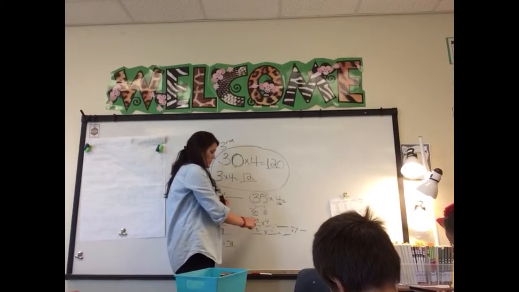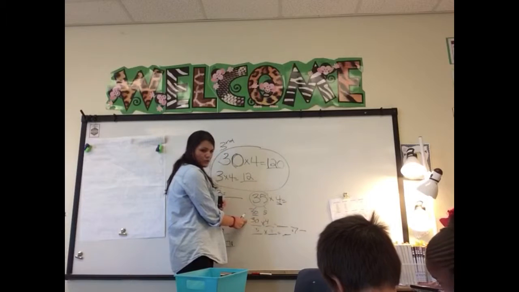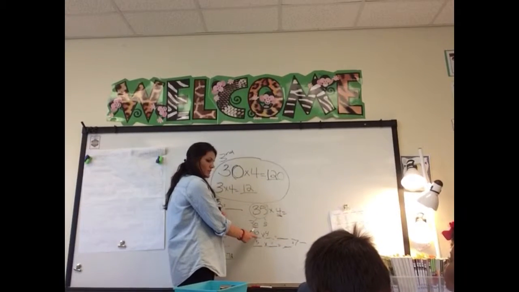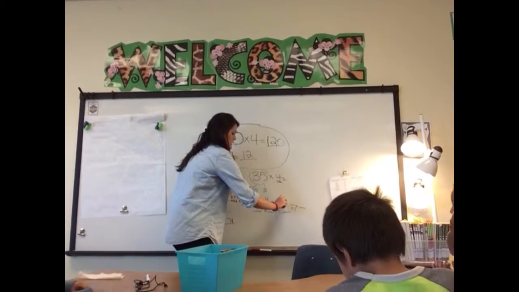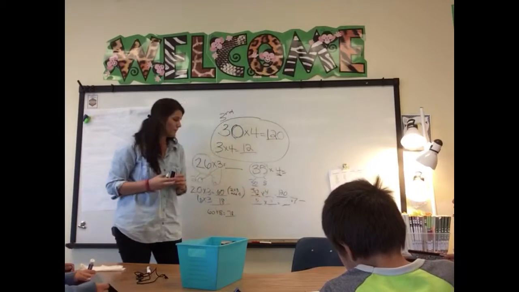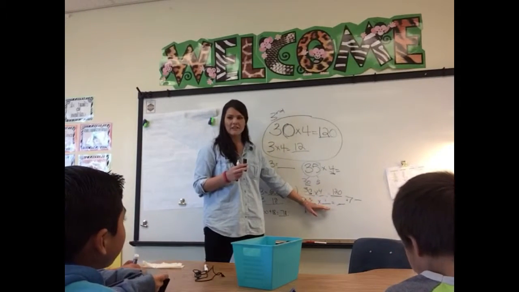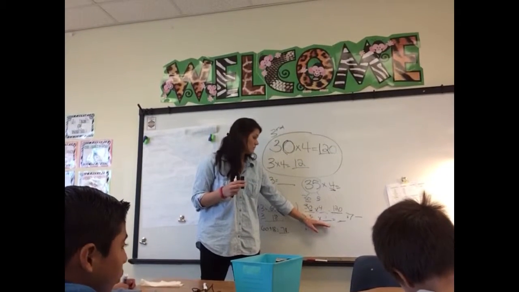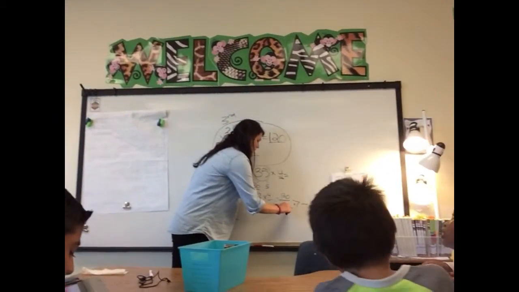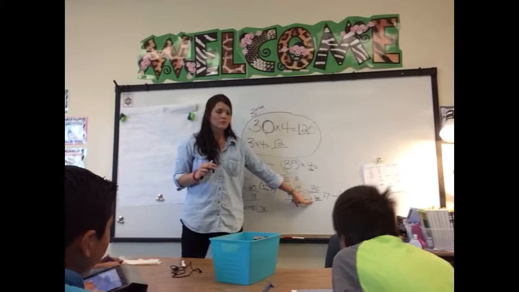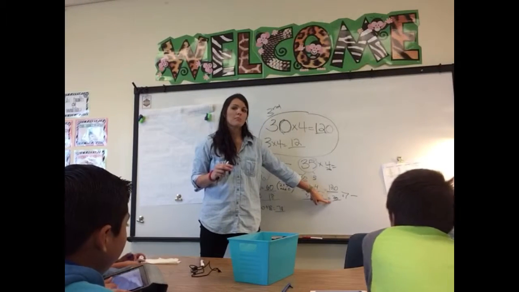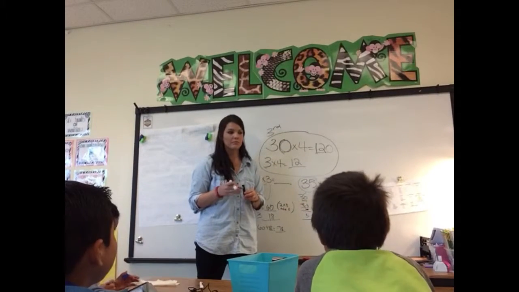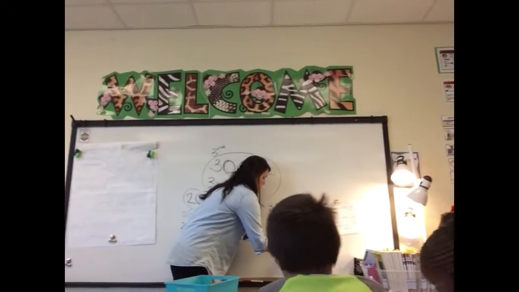What's 3 times 4? Remember, you're using 3 times 4 for 30 times 4. It's the same thing as the top. What is 3 times 4? 12. Hennessy, what do we put at the end? A 0 at the end because there's a 0 on 30, okay? If I have 5 times 4, what is 5 times 4? 20. After I have 120 and 20, what do I do? I add them up. What's 120 plus 20? 140.